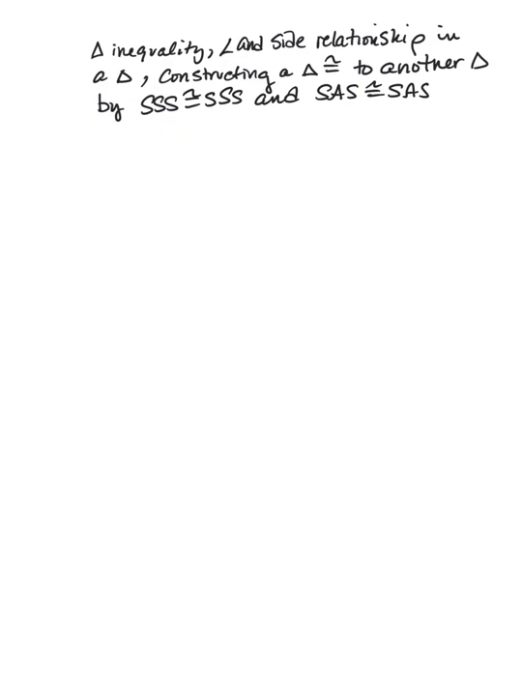Okay, kids, so this is Unit 2, Lesson 3. You're going to be learning about the triangle inequality theorem, the angle and side relationship in a triangle, and you're going to learn how to construct a triangle congruent to another triangle by side, side, side, congruent to side, side, side, and side angle side, congruent to side angle side. Okay, so let's start with the triangle inequality theorem.